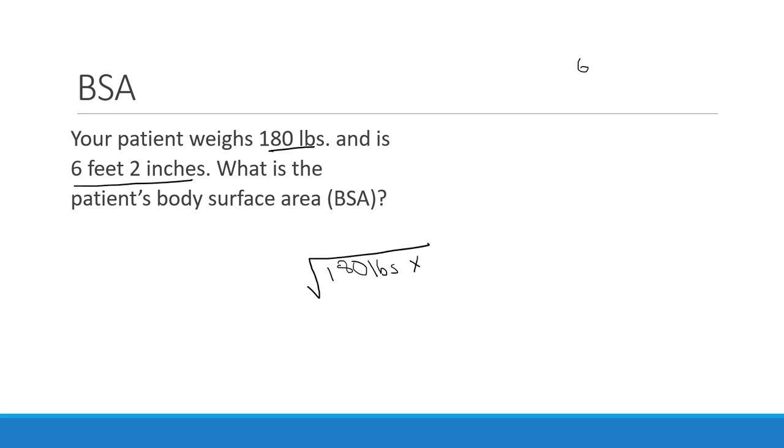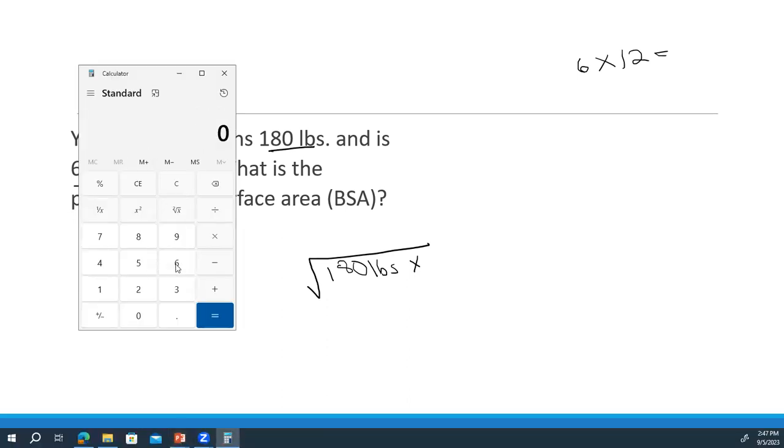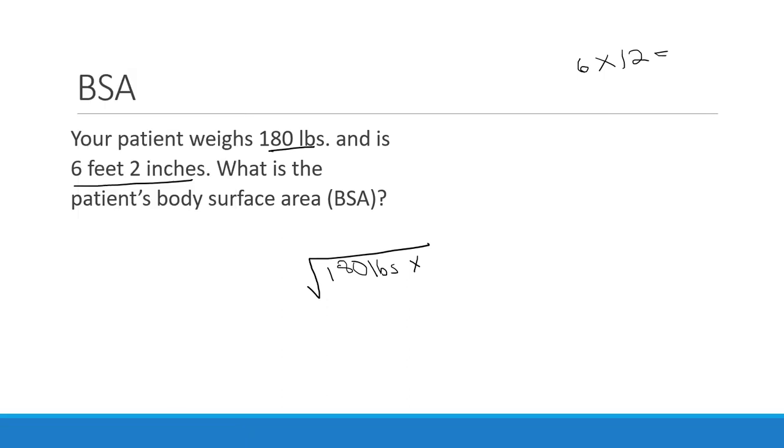So over on the side of my paper, I can do 6 times 12. And why did I do 6 times 12? Because there are 12 inches in every foot. So 6 times 12 gives me 72. So over on the side here, I'm just going to write 72, and then there's also 2 inches, so plus 2, which is going to give me 74. So times 74 inches all over 31.